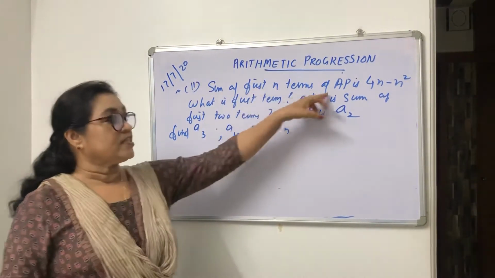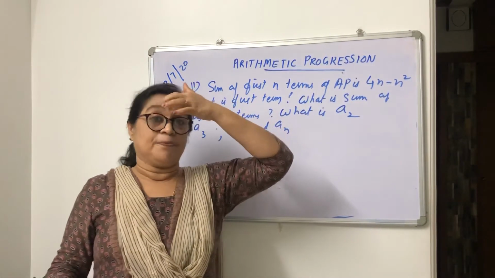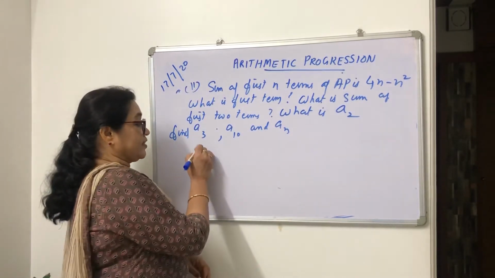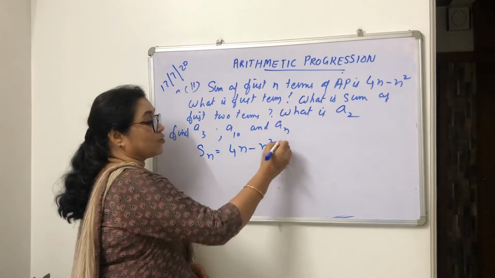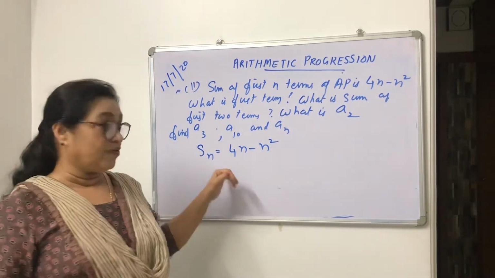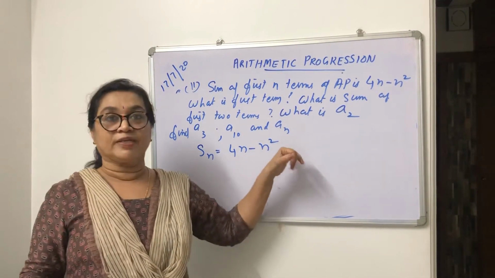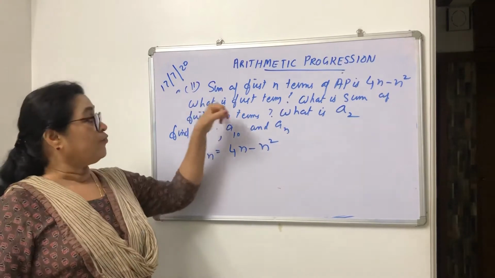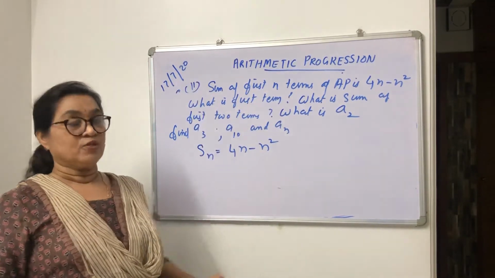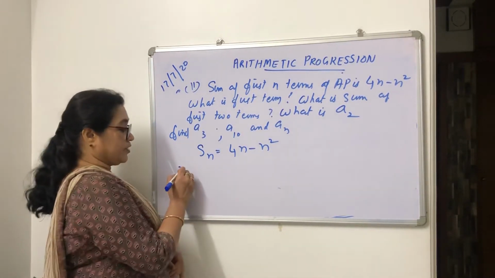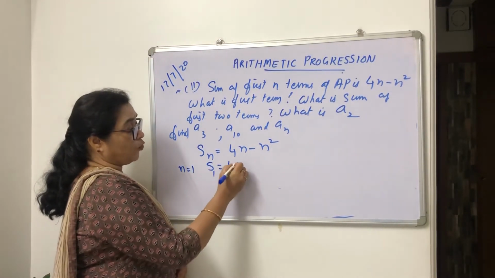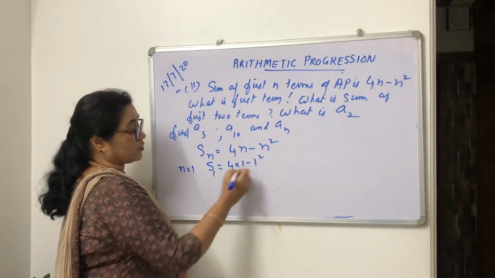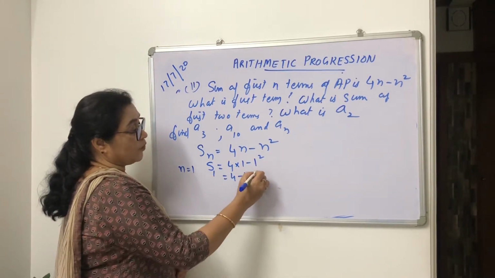Sum of first n terms of AP, so it is Sn. What is the value of Sn? Sn is 4n minus n squared. This is the equation given, Sn equal to 4n minus n squared. You have to find out the first term. So I am going to substitute n as 1. S1 is 4 into 1 minus 1 squared. 4 minus 1 is 3.